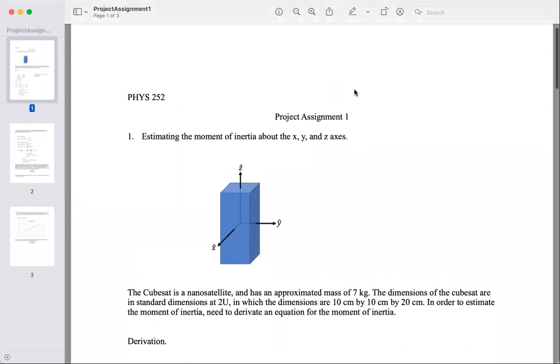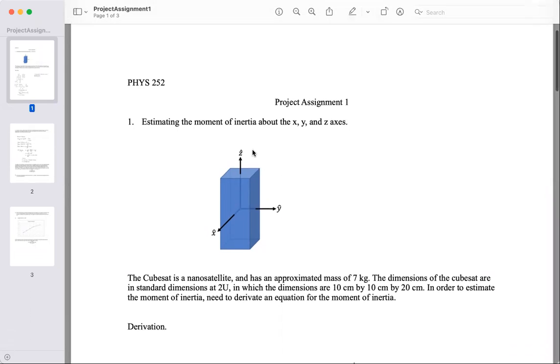Hi, today I'm going to be going over my analysis of project one. Question number one is asking us to estimate the moment of inertia about the X, Y, and Z axes. And so I included a diagram of the CubeSat.